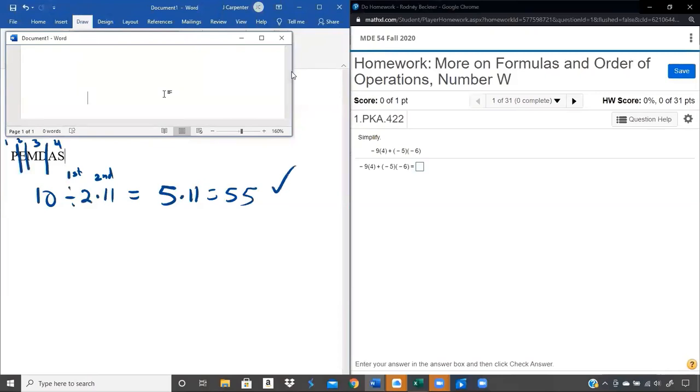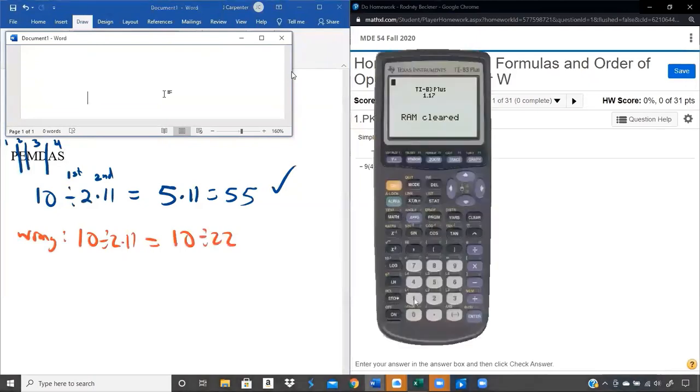If you did it the wrong way, 10 divided by 2 times 11, you would say 2 times 11 is 22. Then you do 10 divided by 22, and 10 divided by 22 is going to be a really ugly number if you pull out a calculator. You could take the time to do the long division, but that's not the point of this course.